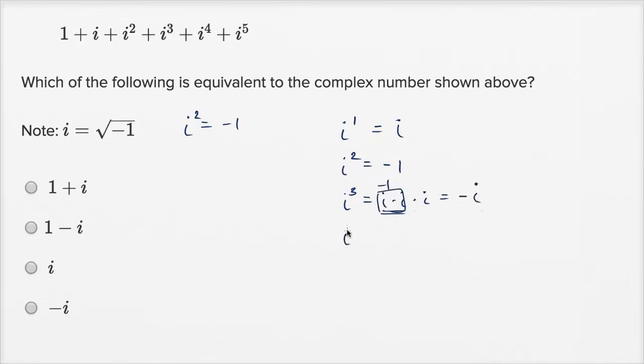Now, what's i to the fourth power? Well, it's going to be i to the third power times i. Well, i to the third power is negative i, and then you multiply that times i. Well, that's going to be the same thing as the negative. We could view this as a negative 1 times i times i. Well, what's i times i? That's negative 1. So it's going to be the negative 1. That's going to be positive 1.